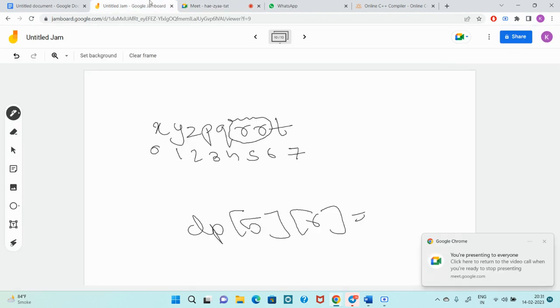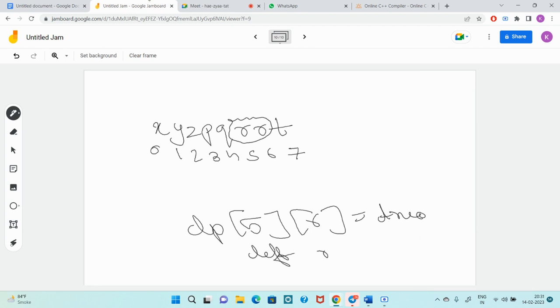Good, good. It is a palindrome. So dp of 5 of 6 is what? True. This is the left index and this is the right index. Or you can say this is the start index and this is the end index.